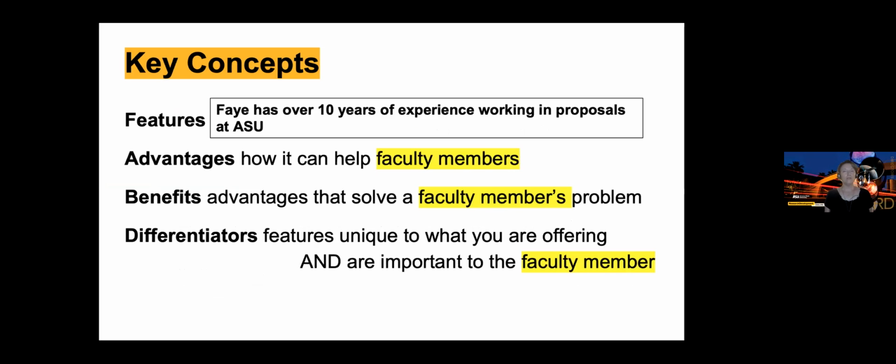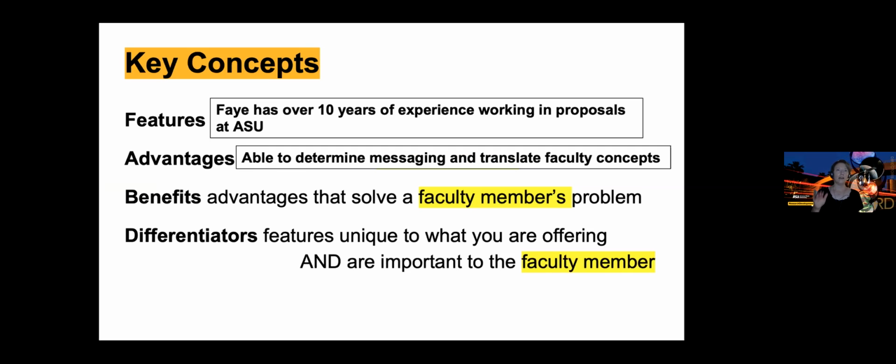So I have over 10 years of experience working in proposals. That's a feature. I can say that. I can say something else, like I'm accredited, or I'm a strong writer, or I have a master's degree. That's all in there. But I've chosen that this is my feature that I'm going to tell you about today. Well, it means that after those 10 years of experience, I can determine your messaging and translate faculty concepts. Just an advantage, just something that can happen.